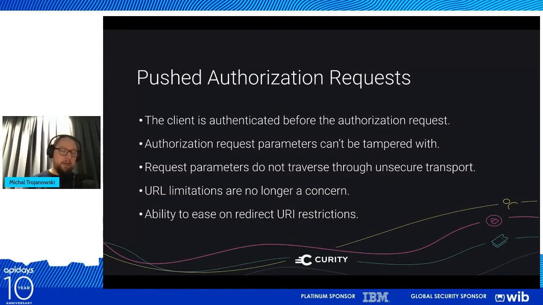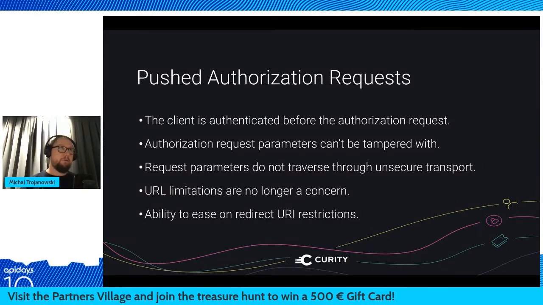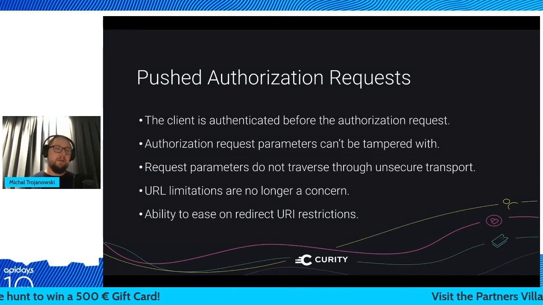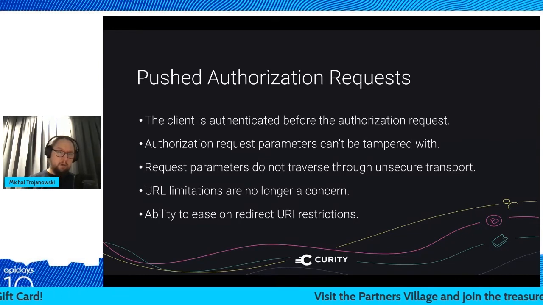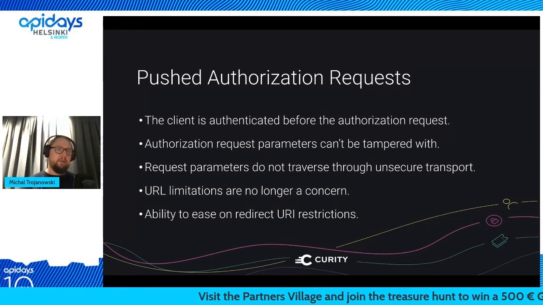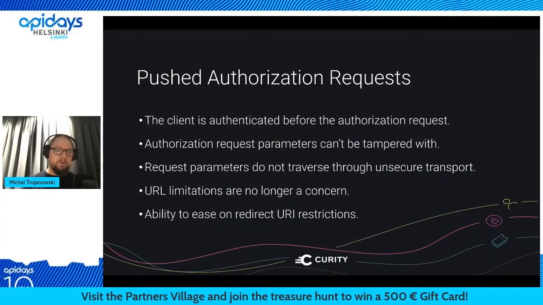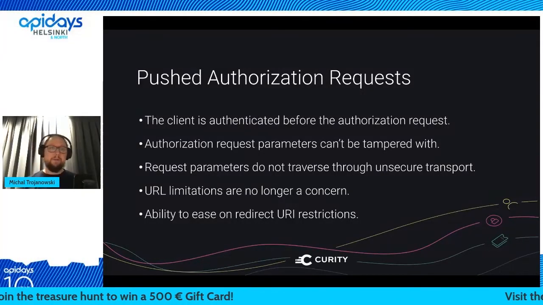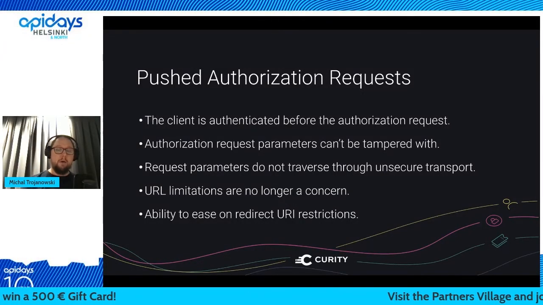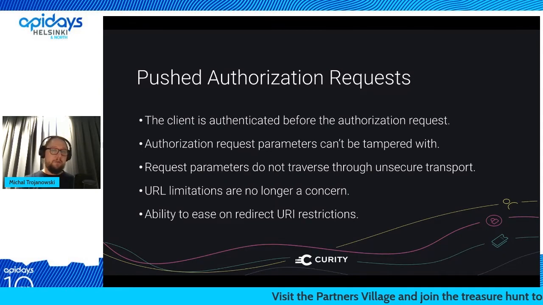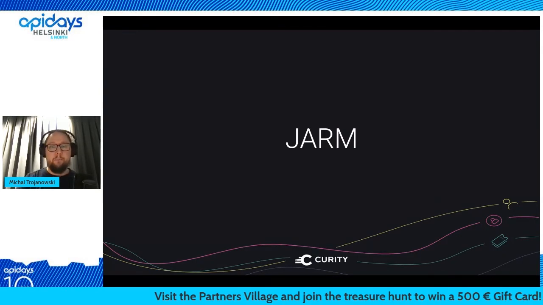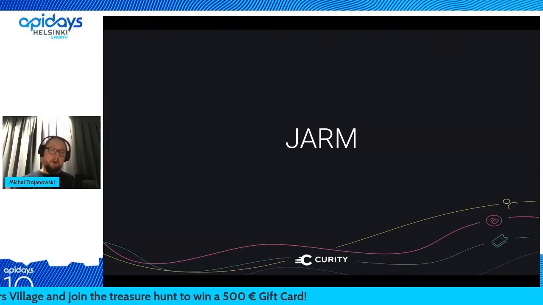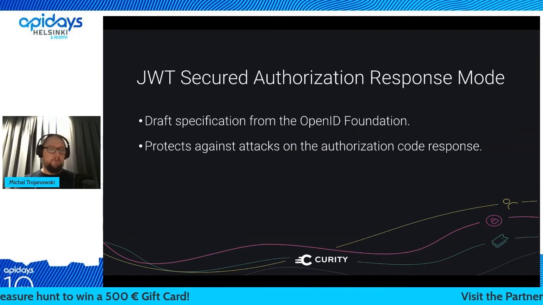For example, the client might want to use some redirect URIs for tenants, different subdomains or different URL prefixes, and because the PAR request is authenticated, the server knows that the parameters haven't been tampered with, and knows the client, and that's why it can allow some different redirect URIs, different from those that were pre-registered in the authorization server. So PAR deals with authorization requests, and JARM, on the other hand, deals with authorization responses.